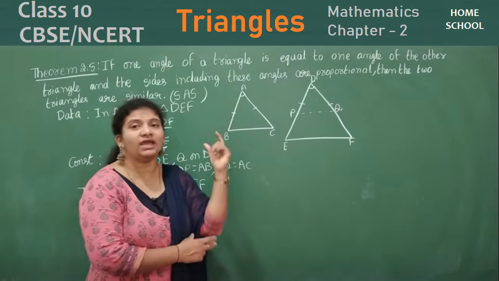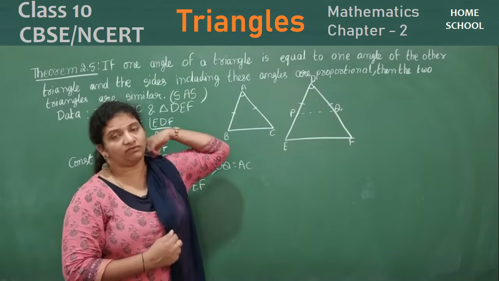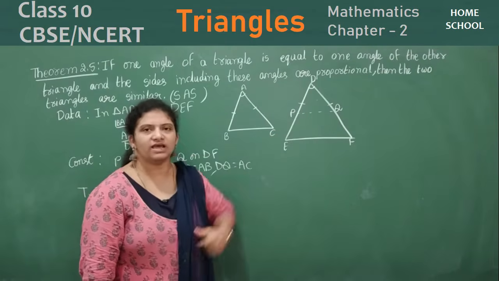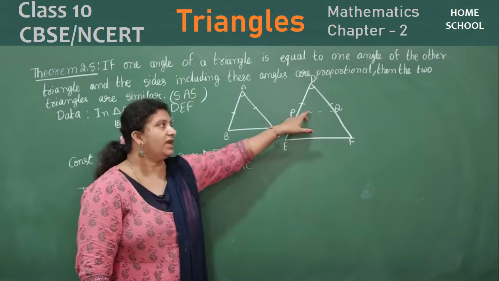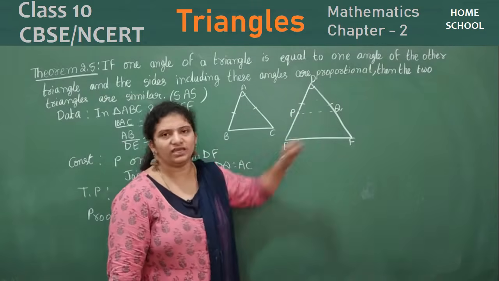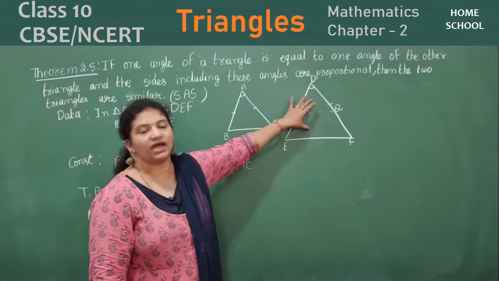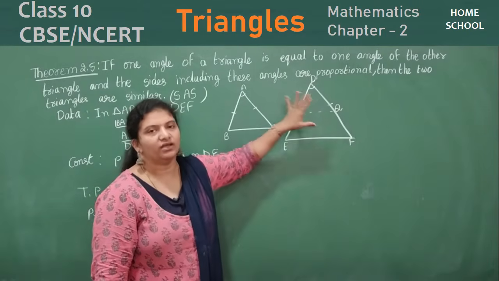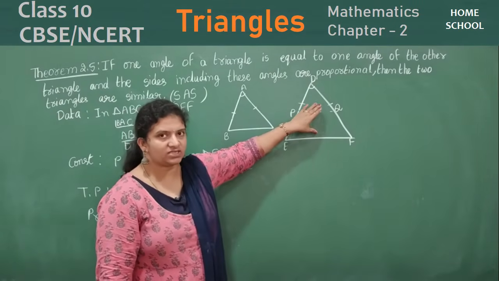And then, applying the converse of BPT, what did we get here? These two lines are parallel. If they are parallel, then the corresponding angles are equal. Then these two triangles are congruent. Then finally, what can you say, children?